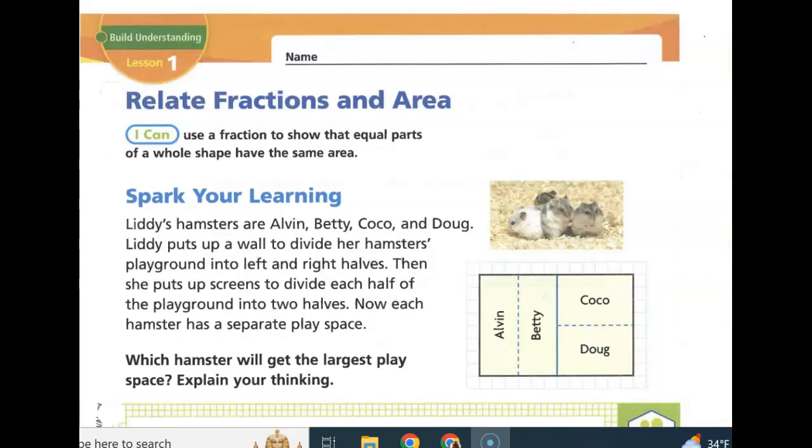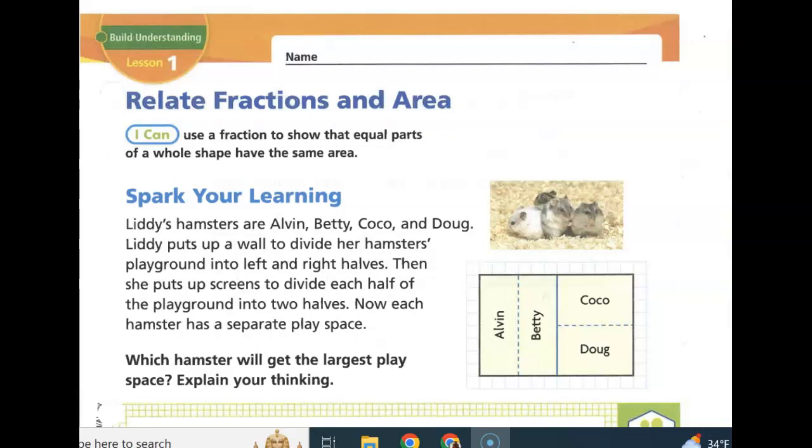Today we're looking at math lesson 14.1, fractions, relate fractions to area. We had a discussion here in the classroom that area is the measurement of the surface of something, of the covered surface. So we put it in square, remember, square inches, square feet, whatever. Let's read our I can statement together. You ready? I can use fractions to show that equal parts of a whole shape have the same area.